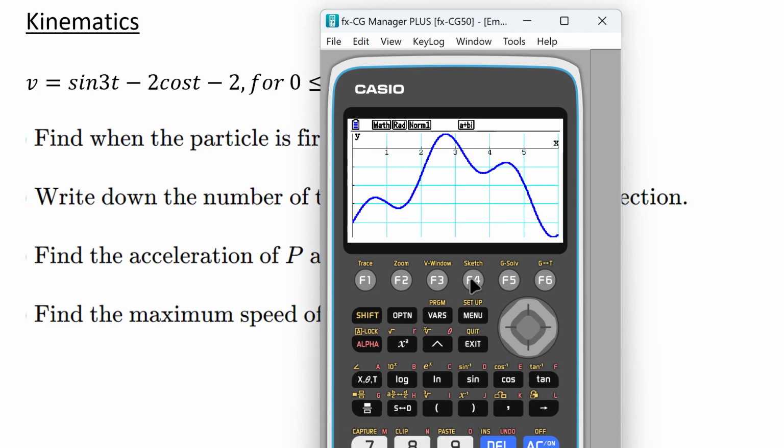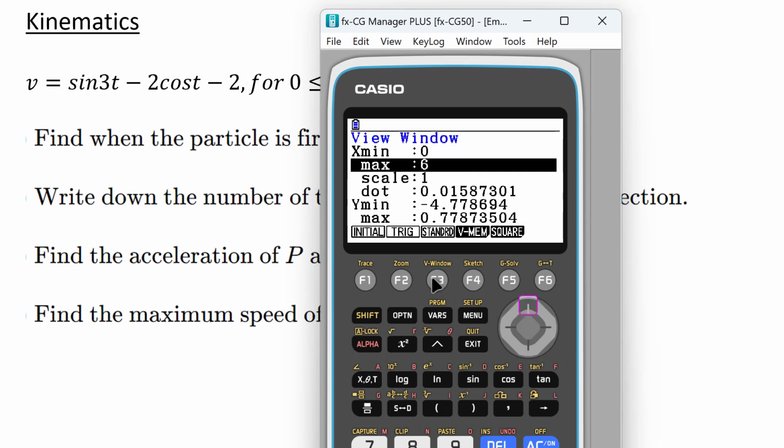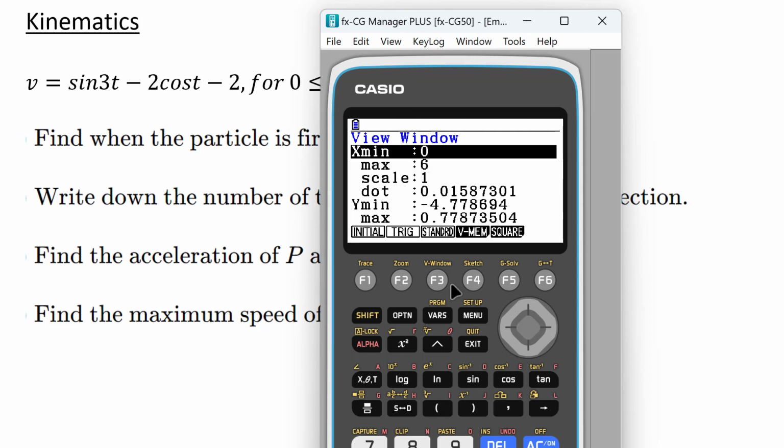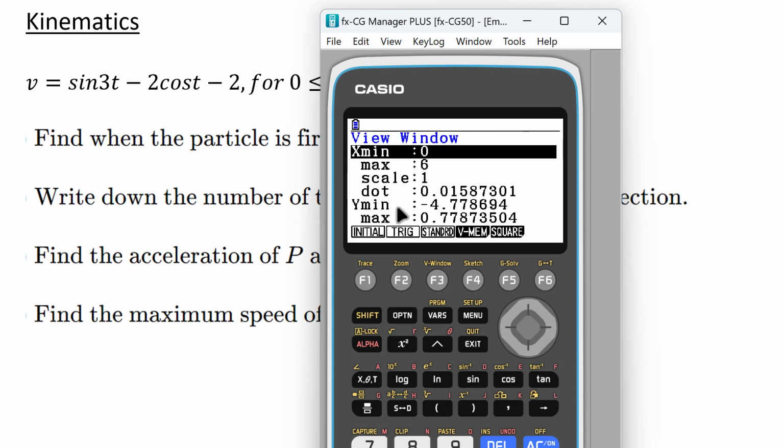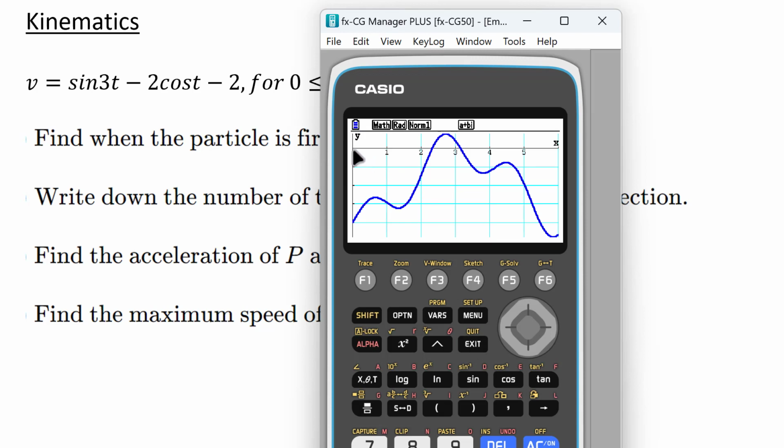So what I did was, obviously typed it in, then went to draw, V window, and I hope the first thing you did was go to set the given domain. Then you did zoom auto and you got this. Now normally after zoom auto you'd press V window to sort out the Y min, but look, the origin is on the screen already. So we don't need to do that, and in fact we shouldn't set it to 0 because half of this is negative.